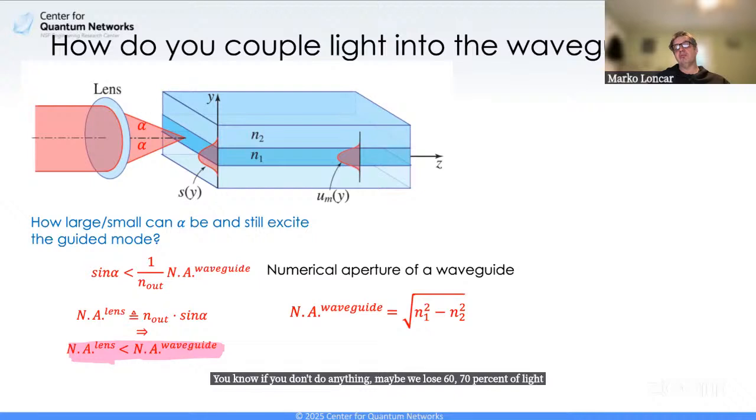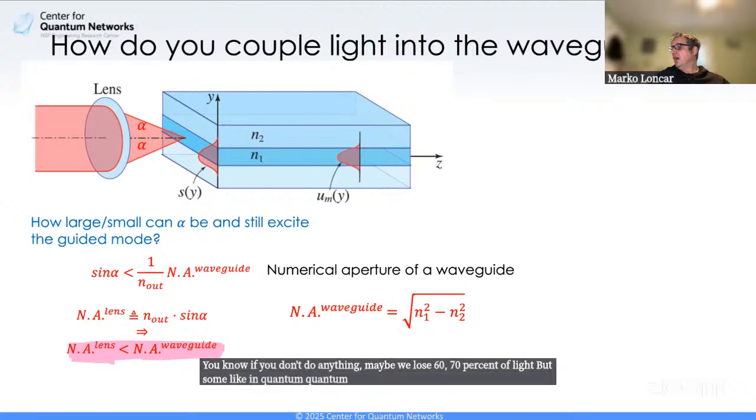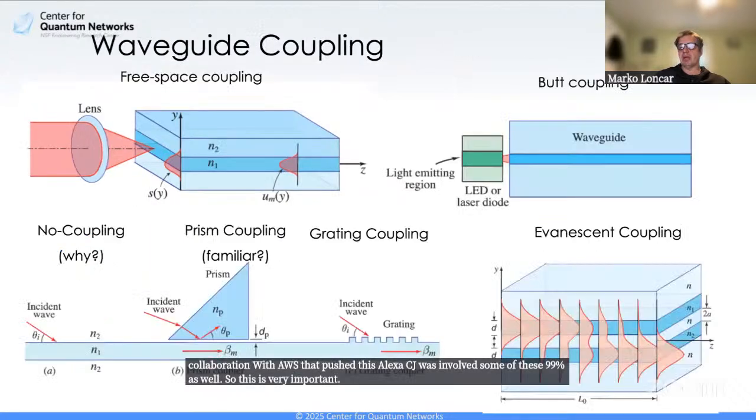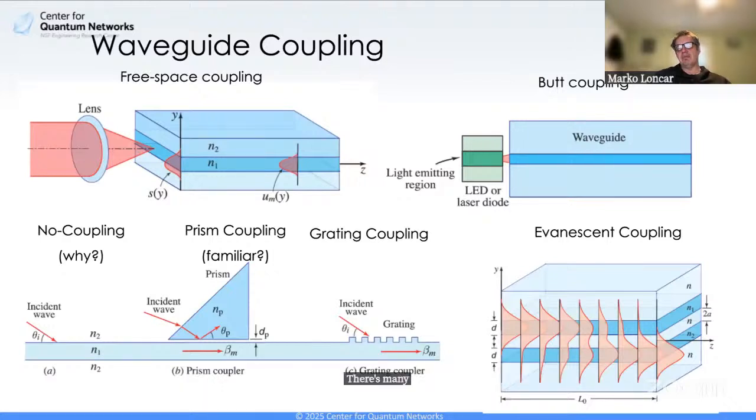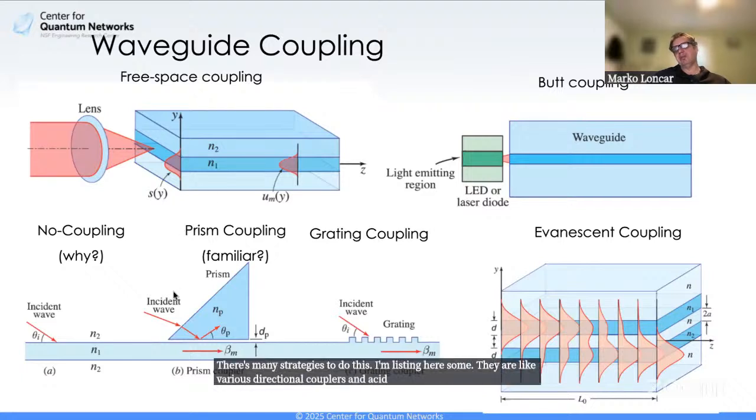But in quantum communications, people have recently demonstrated 99% insertion efficiency, for example, which is amazing. We also had some collaboration with AWS that pushed this, and CJ was involved in some of these 99% results as well. So this is very important, not so easy to do. There are many strategies to do this. I'm listing some here: various directional couplers, evanescent couplers, graded couplers, prism couplers, tapered fibers, photonic wire bonds, spot size converters, which may be terminology that you have heard. Unfortunately, we are not going to have time to go into this.